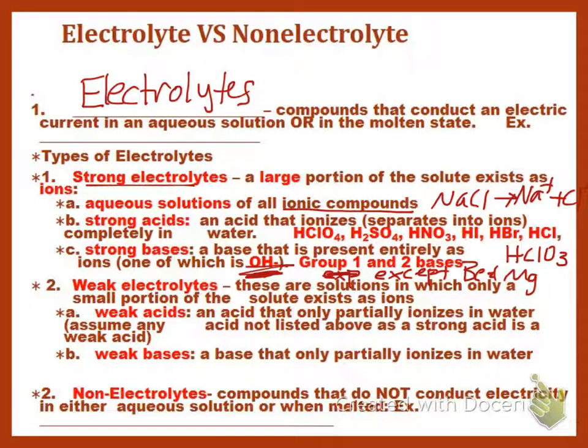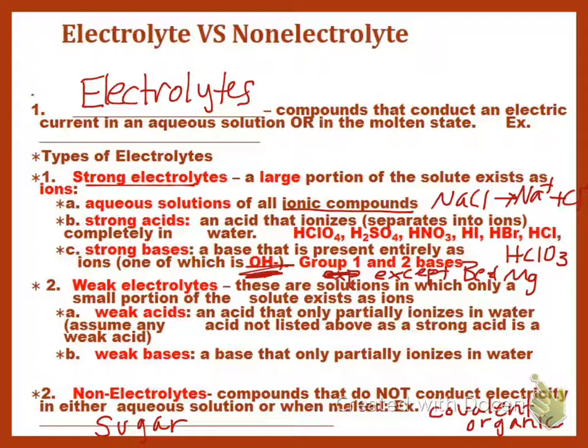But if it is a weak acid or a weak base, it makes what's called a weak electrolyte. So it will very weakly conduct an electric current. And then your non-electrolytes are things that do not conduct electricity when they're either melted or in a solution. And those are going to be your covalent compounds and any organic molecules. So a very good example of a non-electrolyte is sugar. Sugar will not conduct an electric current.